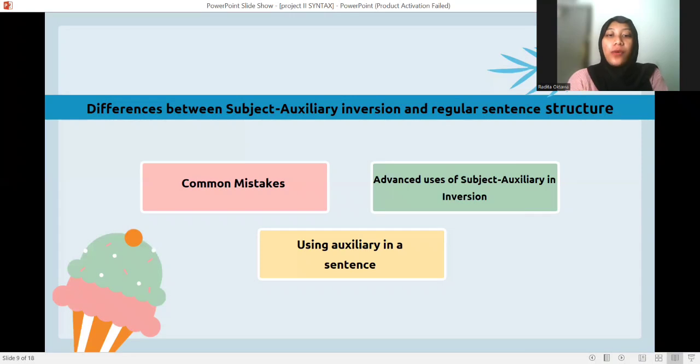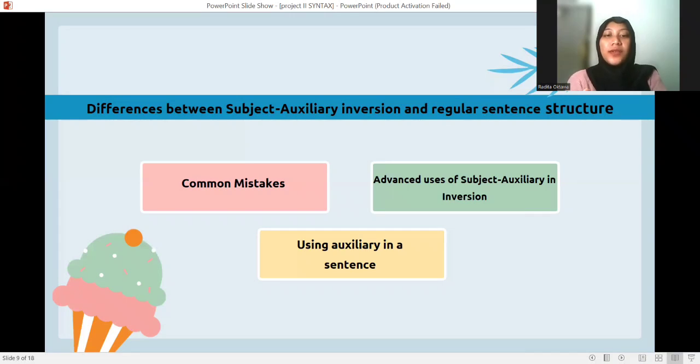In passive voice, subject auxiliary inflection is used to show that the object is more important than the subject. For example, the car was hit by a truck. And the last one is using auxiliary in a sentence.